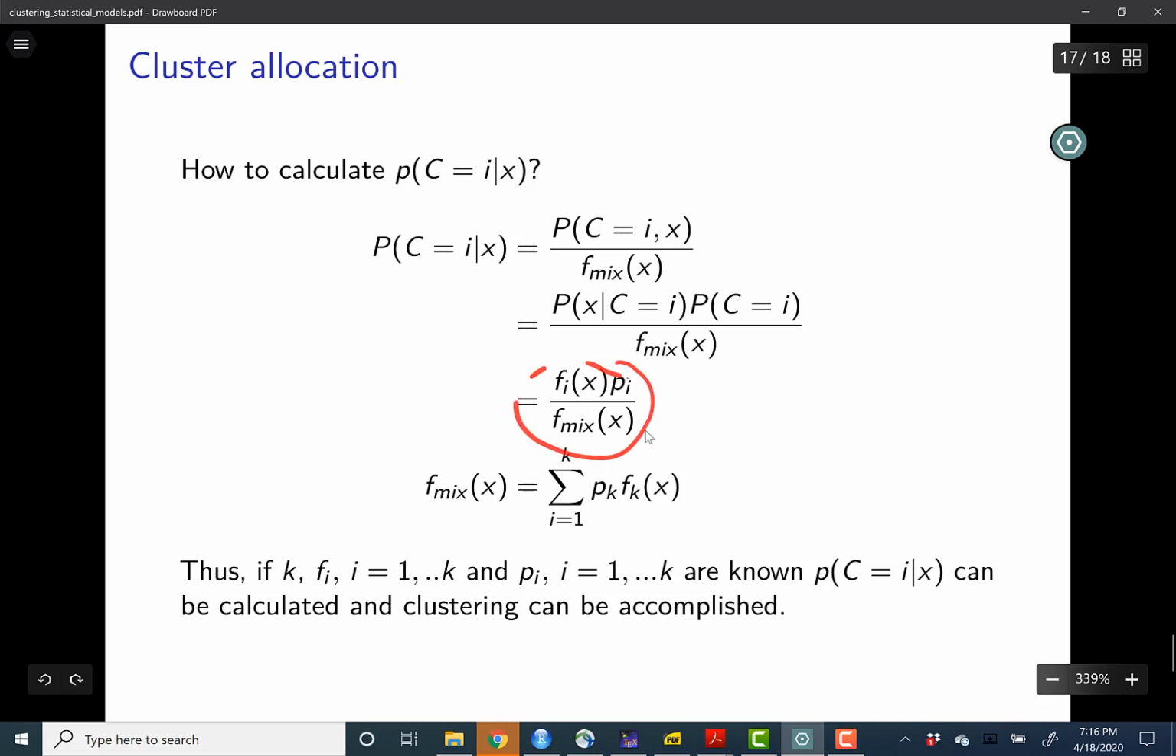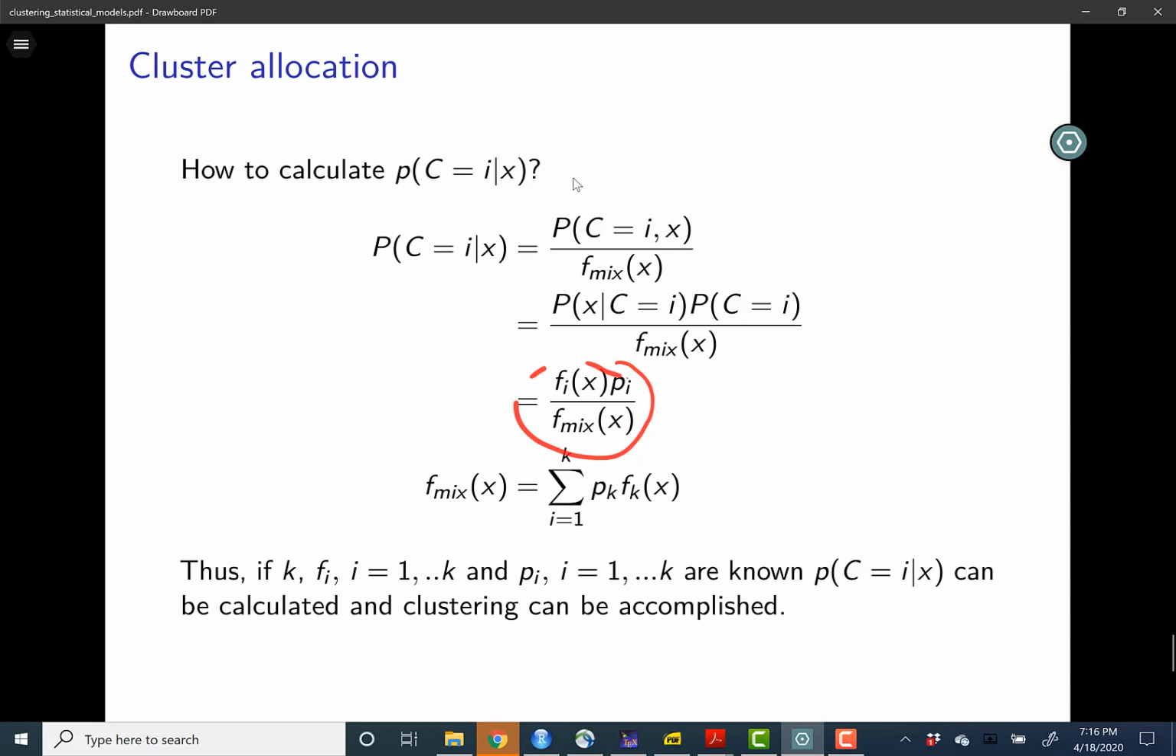f_mix, the mixture distribution, just involves these p_k's and f_k's again. So if I know the k, if I know all the p_k's, if I know all the f_k's, I can calculate these probabilities, okay? And once I know the probabilities, then I can easily do the clustering. So the idea behind making all of these probability assumptions is to calculate these conditional probabilities, right? That is the goal here.